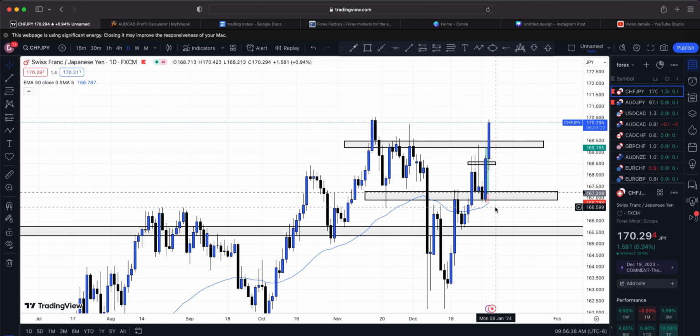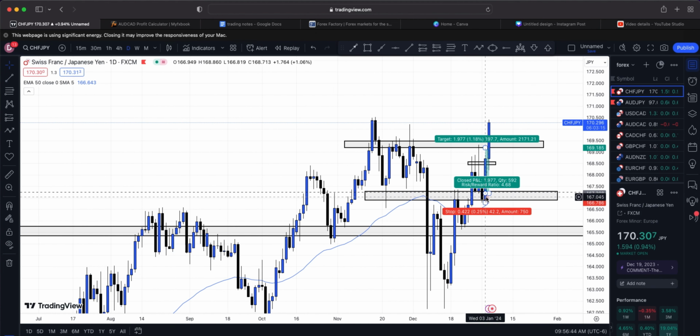That's all I'm going to be doing. I'm going to be buying. I'm going to be looking for buys into this area of interest. Just because it enters that area of interest does not mean I'm going to be buying. I'm going to be waiting for market structure on the lower time frames. If that's going to be on the 4-hour, maybe the 1-hour, I might even go down to the 30-minute. But most of the time, I'm not really going to the 30-minute.